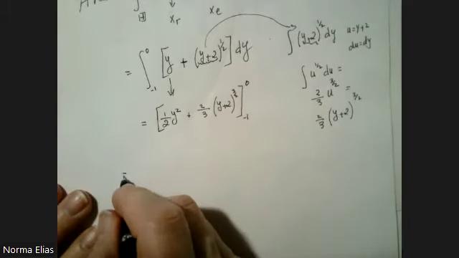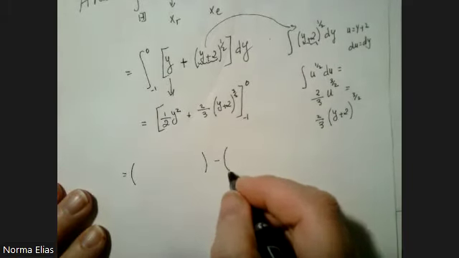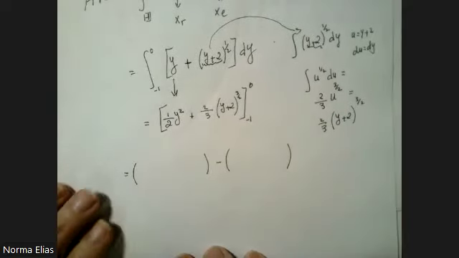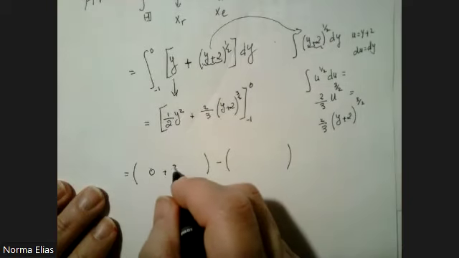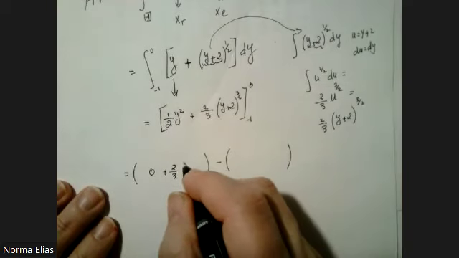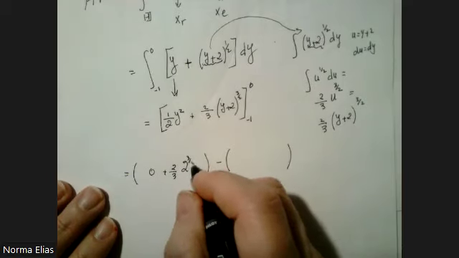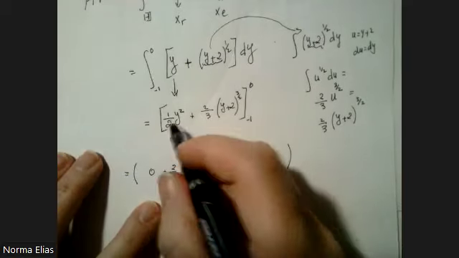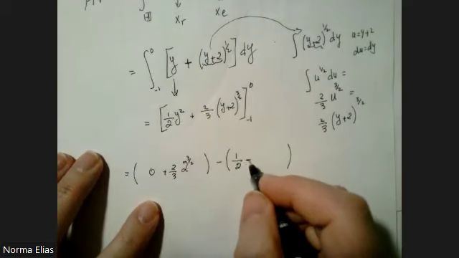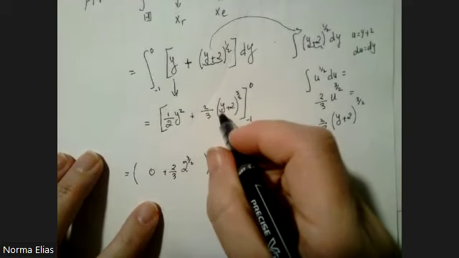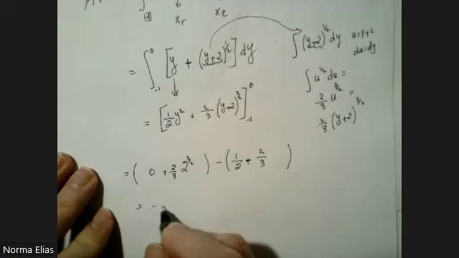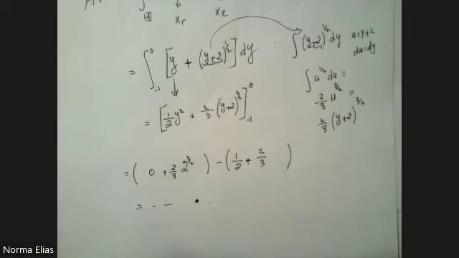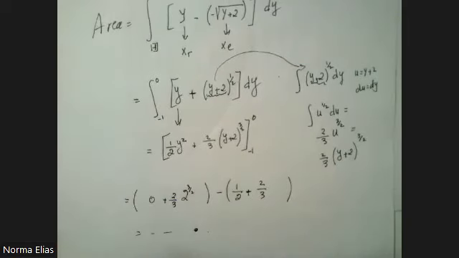So finally, I get the value at the upper minus the value at the lower. The value at the upper is 0 plus 2/3 times 2 to the power 3 half. At the lower, I will have a half in here plus -1 plus 2, it's a 1, plus 2/3. You simplify and you get that. Any questions about this homework, about this example? Please go ahead.